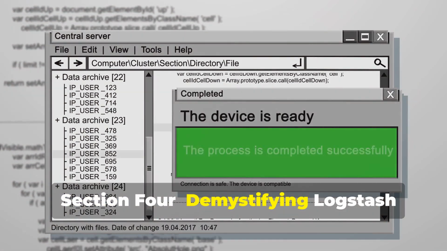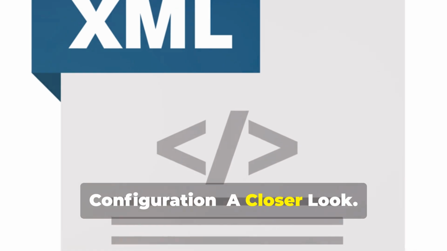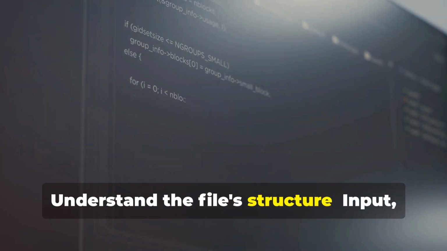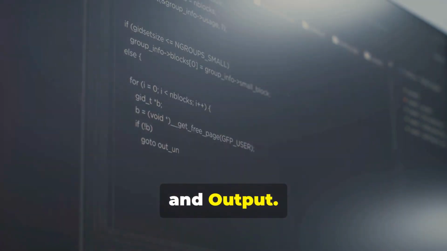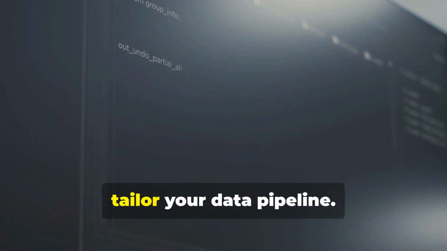Section 4. Demystifying Logstash configuration. A closer look. Understand the file's structure: input, filter, and output. Experiment with different options to tailor your data pipeline.